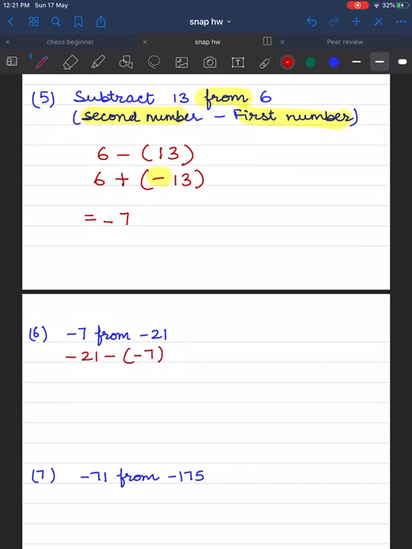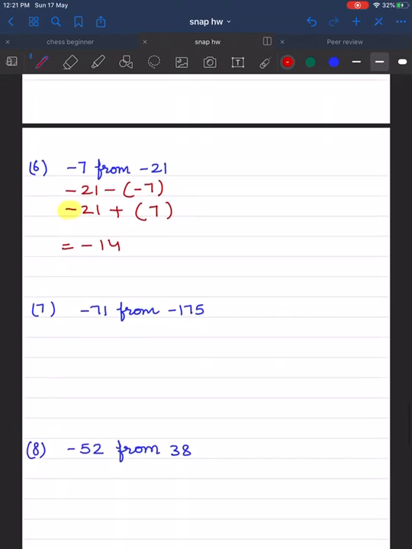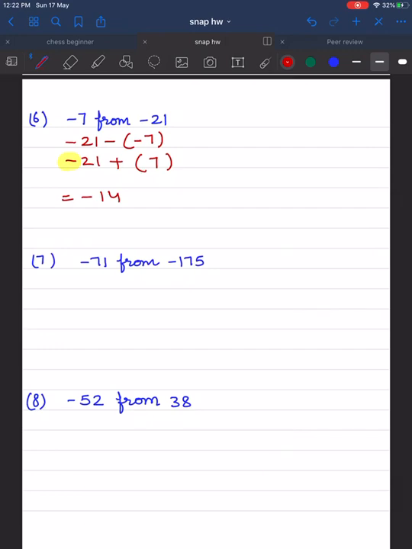Next is subtract minus 7 from minus 21. So I write minus 21, then I put a subtraction sign and then I write the first integer, which is minus 7. Children, be careful about the signs of the integers. Here again I change the subtraction sign to an addition sign and I take the opposite of minus 7, which is plus 7. Now the two integers have opposite signs, so I find the difference of their absolute values. So 21 minus 7 is equal to 14. Now the greater absolute value has a minus sign with it, so I put a minus sign in the answer, so I get minus 14.